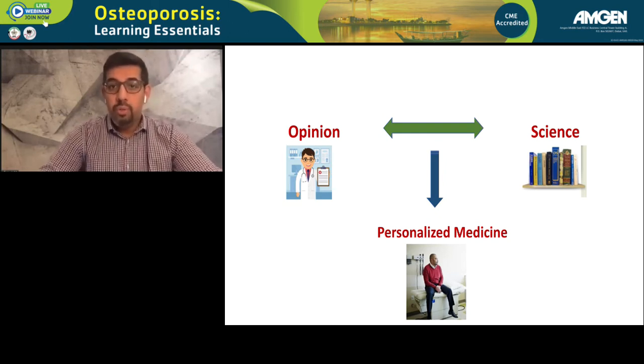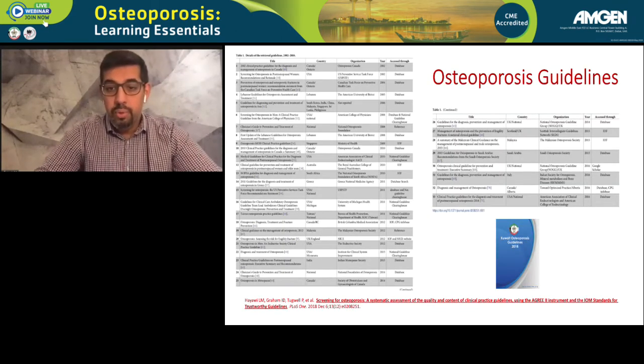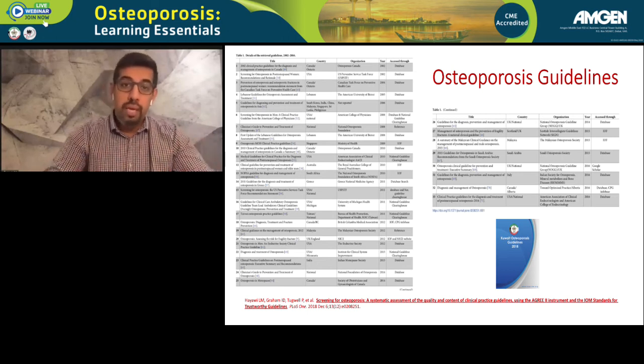When we go to osteoporosis guidelines, there are more than 33 guidelines in the literature. It's been approved, and recently in 2018, the Kuwaiti osteoporosis guidelines. So this is the science part, the knowledge part that everybody can access and read. Our role is basically to translate this information into clinical practice to individualize our patients.